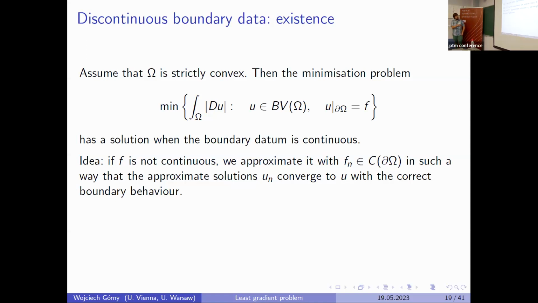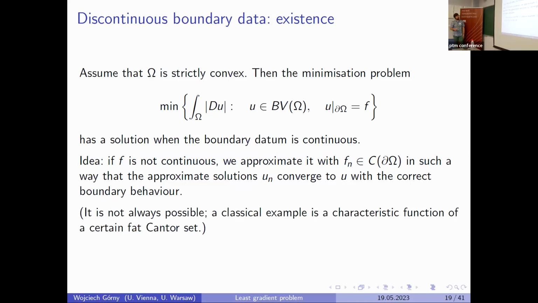Okay, so the simplest idea one can come up with is to approximate F from below and above by continuous functions. But it is not always possible. Say we are in 2 dimensions, the boundary is 1-dimensional. Essentially, we can approximate from above and below only if the boundary datum is in the 1-dimensional BV space on the boundary. If it's not, for instance, a classical example is a characteristic function of a fat Cantor set, then we cannot make the approximation from below, and we have a problem. And actually, then the solution doesn't exist in this sense for this problem.